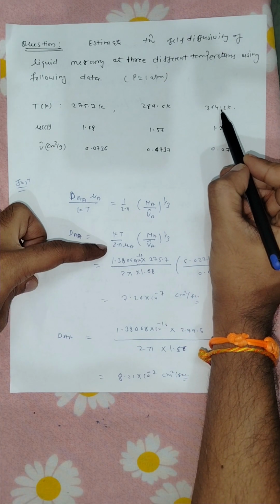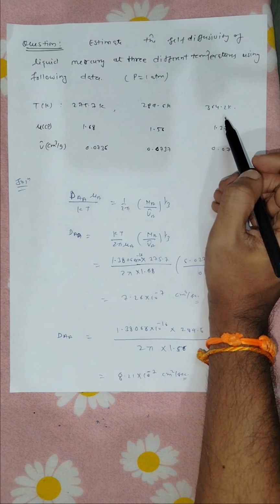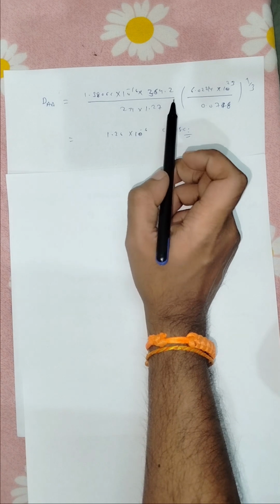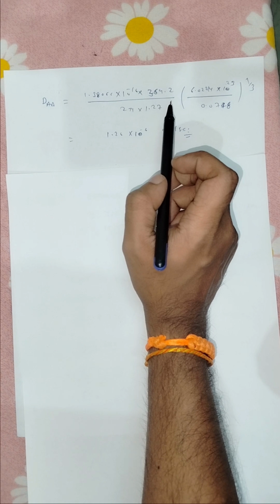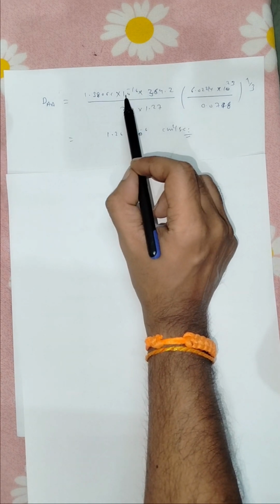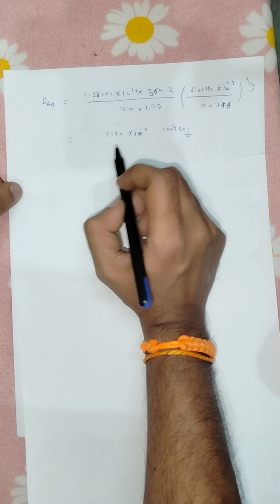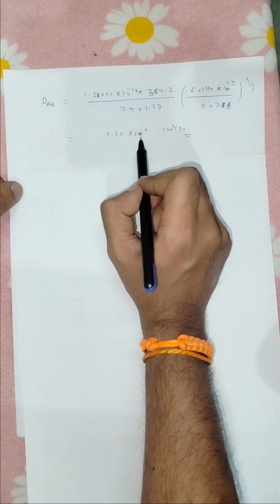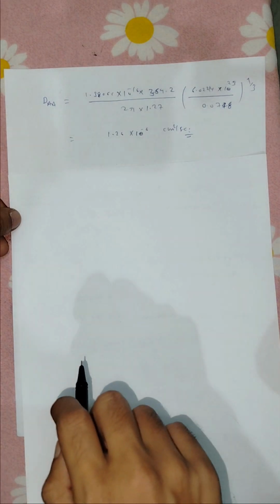Now we'll look at the self diffusivity for 364.2 Kelvin. As mentioned, we are calculating the self diffusivity at temperature 3, that is 364.2. Similarly, we have taken the different values of viscosity and specific volume as well. After substituting all these values in the formula for self diffusivity, we get the value as 1.126 into 10 to the power minus 6 centimeter square per second. We are done with this question, and now we'll move to another question.